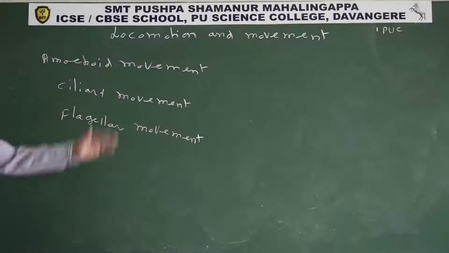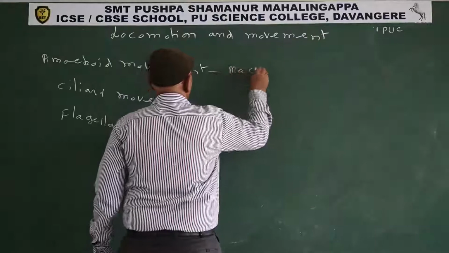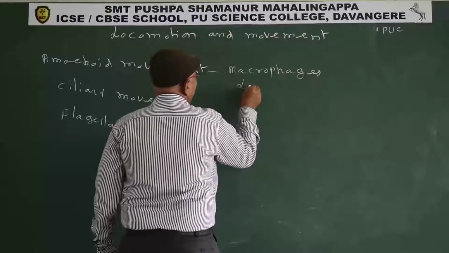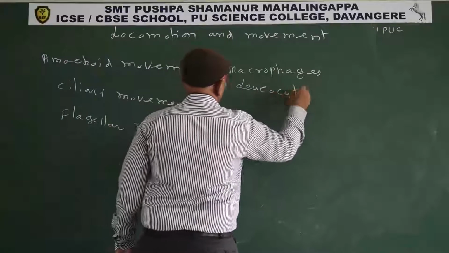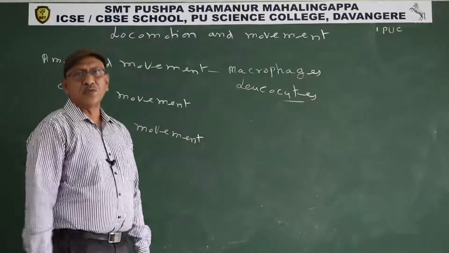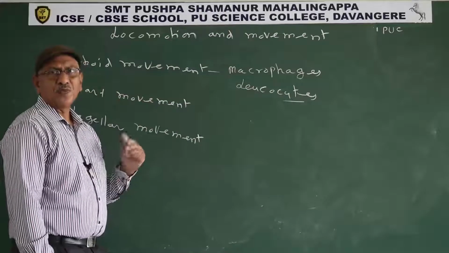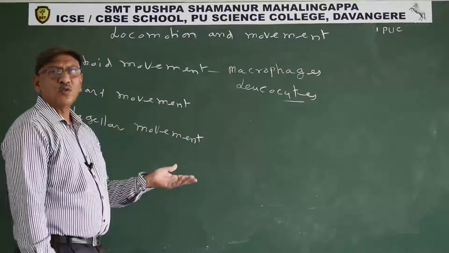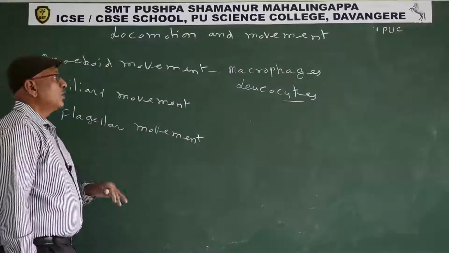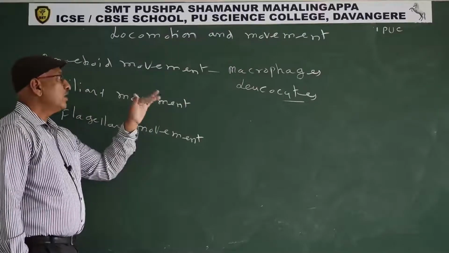Amoeboid movement means movement with the help of pseudopodia. Macrophages and leukocytes, as given in the textbook. What are macrophages? Monocytes present in the connective tissue are known as macrophages. All leukocytes acquire pseudopodia, and with the help of pseudopodia they perform locomotion. So they develop pseudopodia and perform locomotion with pseudopodia, known as amoeboid movement.